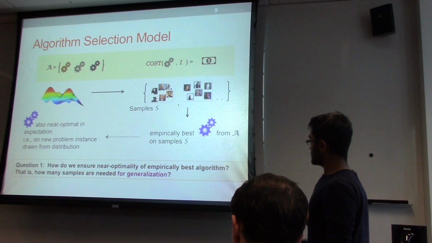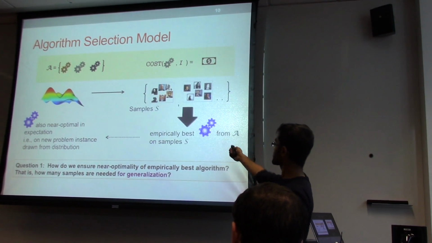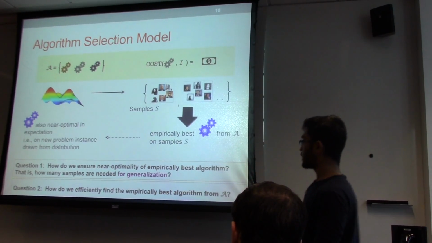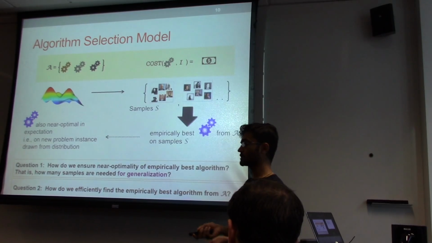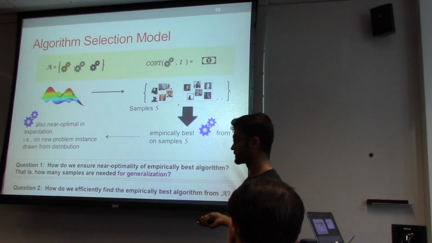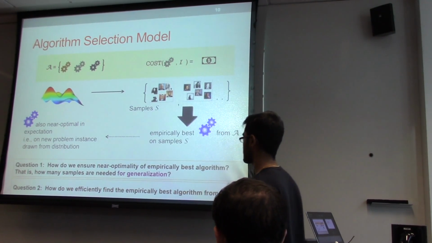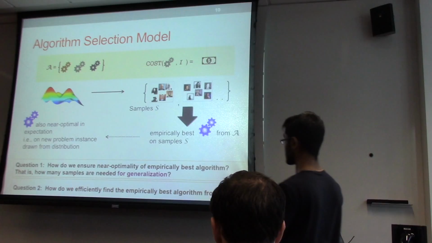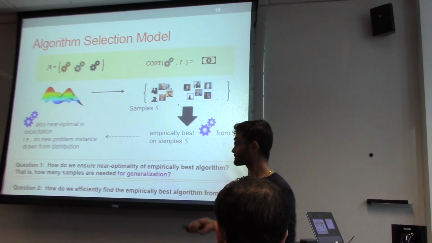So now we have another question here, which is how do we efficiently find the empirically best algorithm from A? So if we have established that we don't really need too many samples to do this generalization, how do we efficiently find the empirically best algorithm using these samples? If anyone has any questions, again, feel free to stop me.